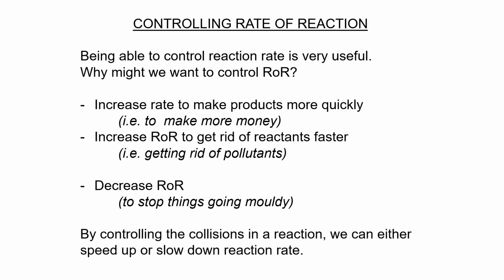So, as we've said already, by controlling the collisions in a chemical reaction, we can either speed up or slow down reaction rate. It is all down to controlling the collisions, either the number of collisions or how energetic the collisions are. So just make sure you've got those notes written down, ensure that you're really clear that it's about collisions.